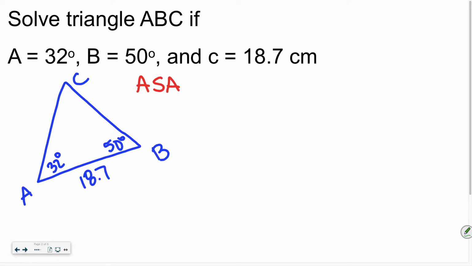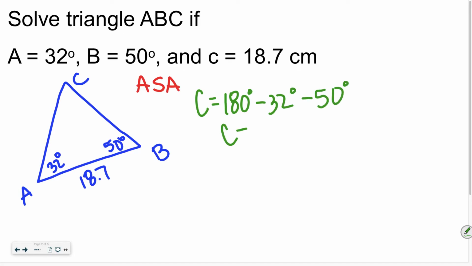We have 2 angles. Let's find the third. What should our 3 angles add up to be? 180 degrees. So angle C is going to be 180 minus 32 minus 50 degrees. What is that? What do you say, 98?